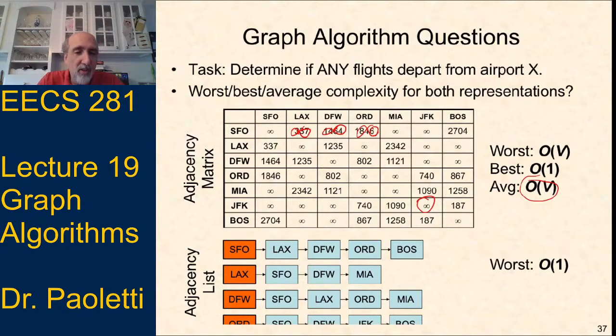Okay, what about for the adjacency list? The worst case would be O of 1. I look at SFO and I say, hey, there's a null pointer here, or there's not a null pointer here. There is not, or there is a place to go. I just need to know, does the linked list head, is it a null pointer or not? So if the worst is O of 1, well, the best can't be any better than that. It can't be better than constant time. And if those are both O of 1, then the average better be O of 1 also. We just have to find, is the linked list empty?